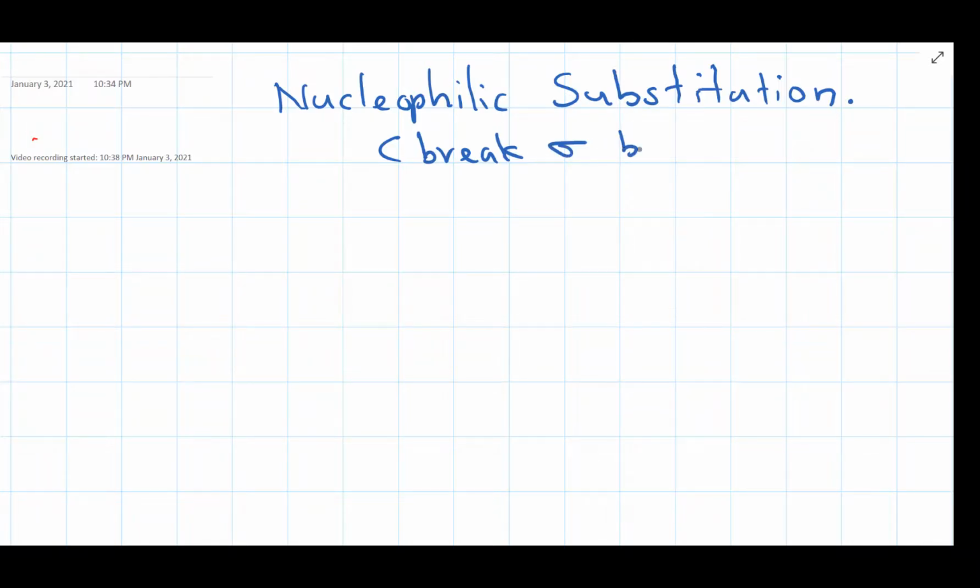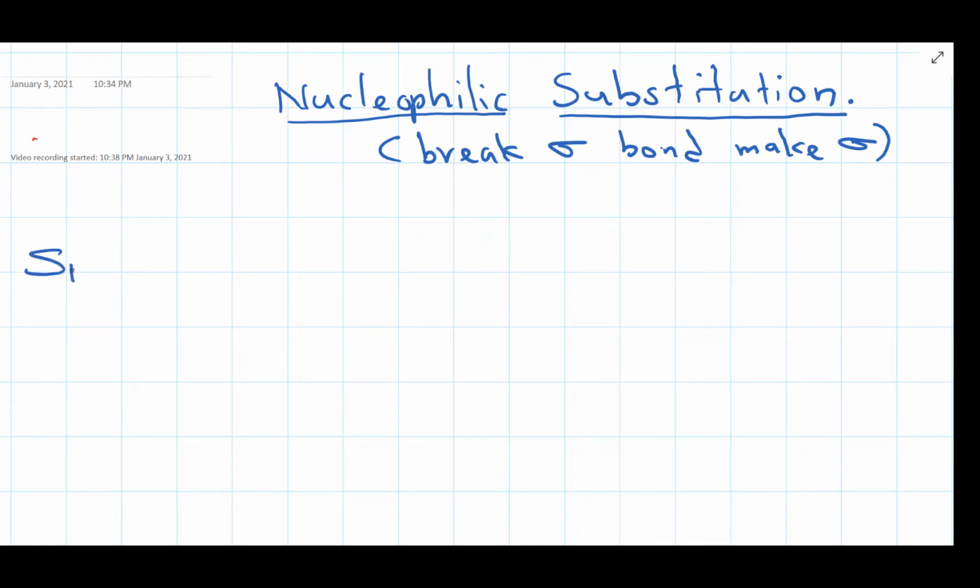Nucleophilic substitution is breaking sigma bonds and making sigma bonds. So keep it simple, right? There are two types. I'll be talking about one first. So if you have an organic molecule with sigma bonds, we're going to focus on SN1 reactions, that is nucleophilic substitution 1.